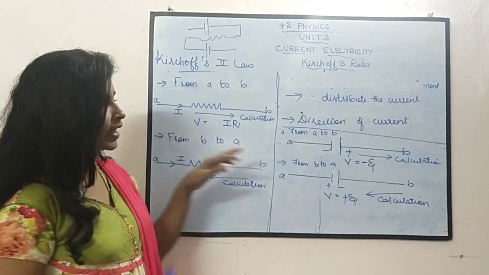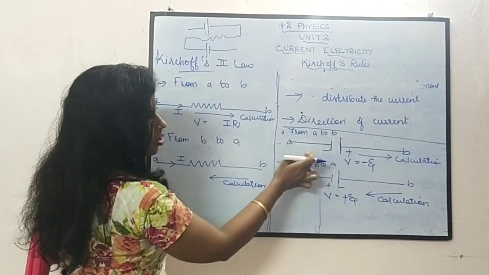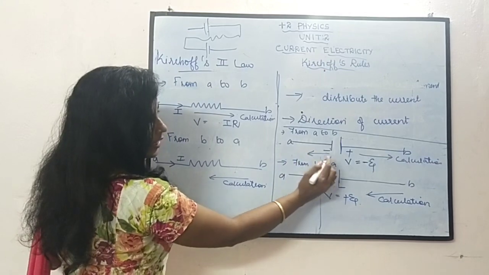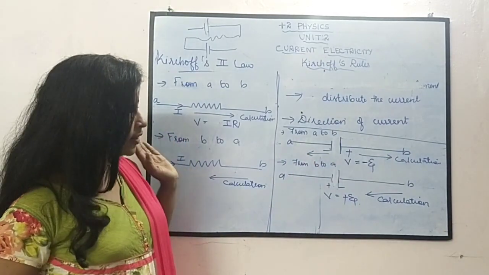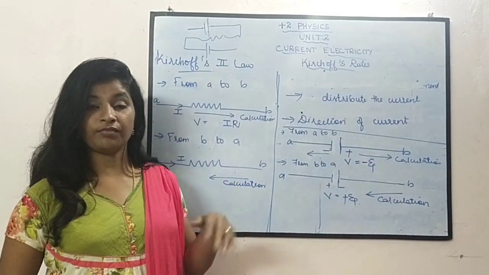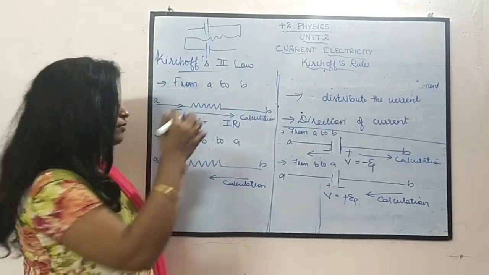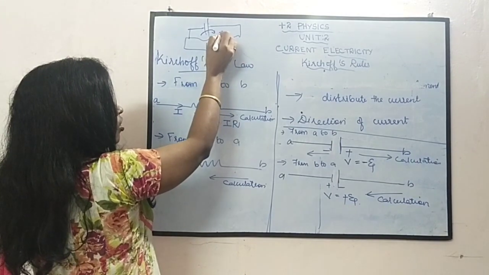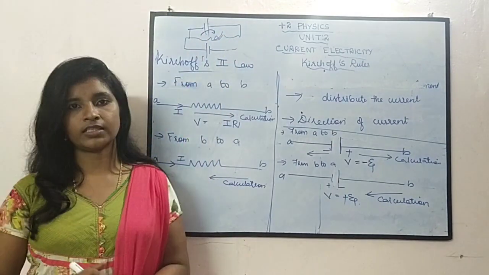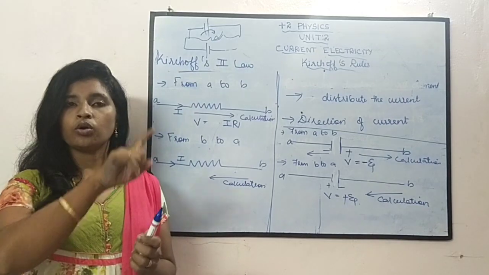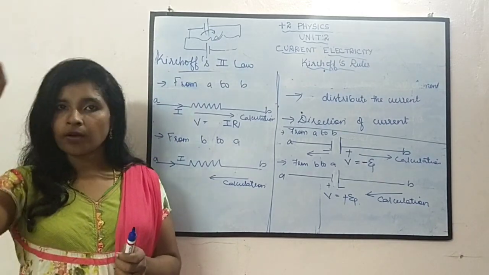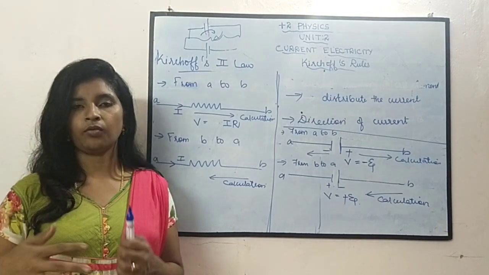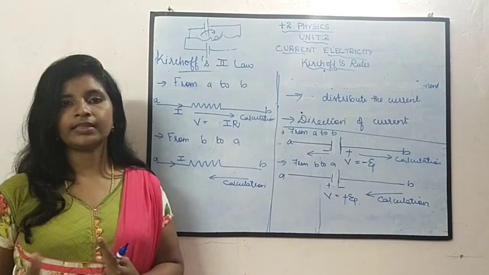We know what the current direction is here, it will be in this direction, because positive to negative. So this is my current direction. But now, for calculating the direction, we can select a loop, and we can calculate either in clockwise direction or in anti-clockwise direction. Two ways of calculation are there. Both the directions, if you calculate, you will get the same answer.